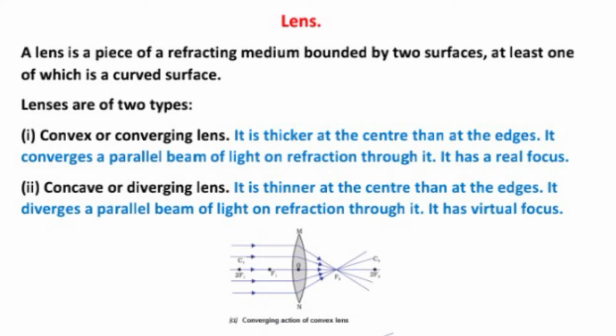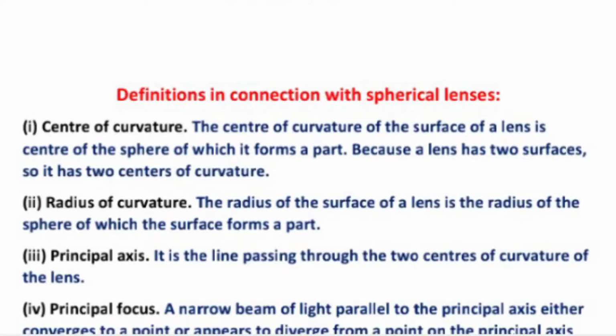Definitions in connection with spherical lens. Firstly, center of curvature. The center of curvature of the surface of a lens is the center of the sphere of which it forms a part. Because a lens has two surfaces, it has two centers of curvature.